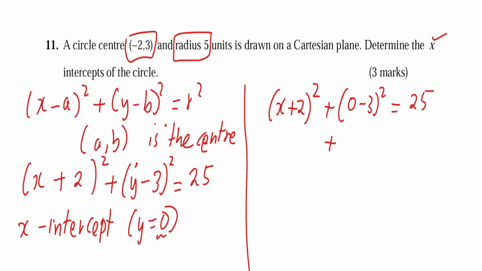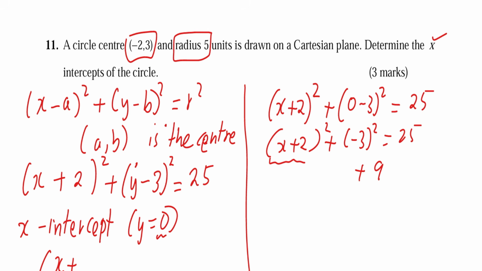So now 0 minus 3 squared gives you minus 3 squared equal to 25. You also have x plus 2 squared. For minus 3 squared, you get 9. But x plus 2 is different, and I'll show you how to expand it. You expand this way, x plus 2 times x plus 2. So x times x gives you x squared. X times 2 is 2x, and 2 times x gives you 2x. And 2 times 2 gives you positive 4.